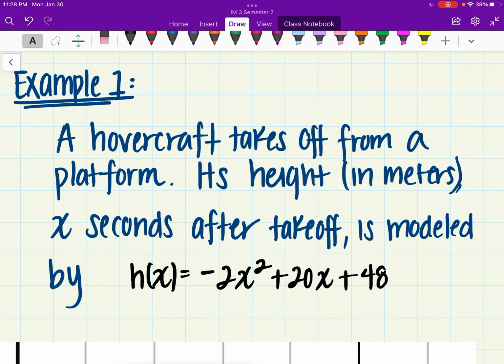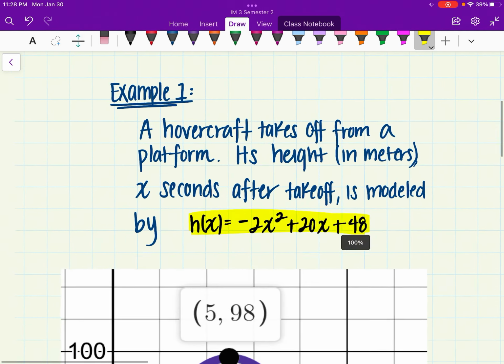It says a hovercraft takes off from a platform. It says its height in meters x seconds after takeoff is modeled by our following equation. Now, as we have learned in the past, guys, we can actually graph the equation here on Desmos. So that's actually what I did.